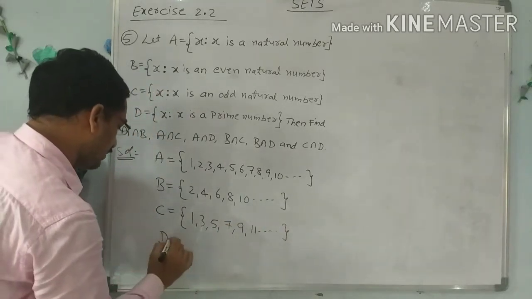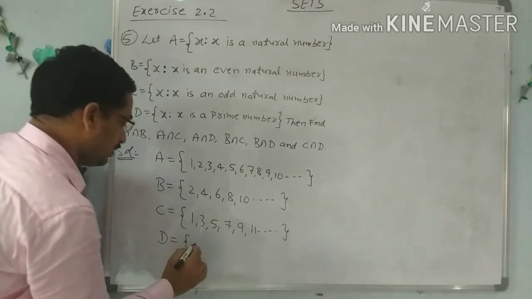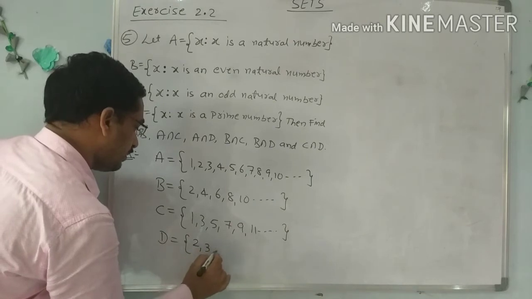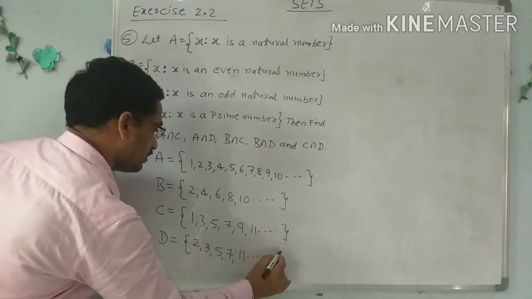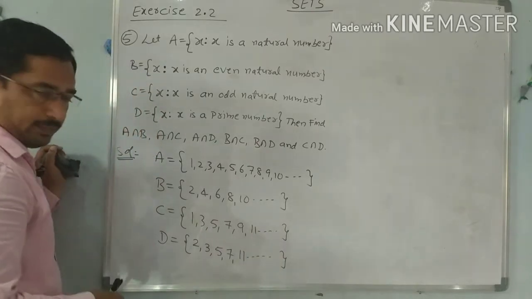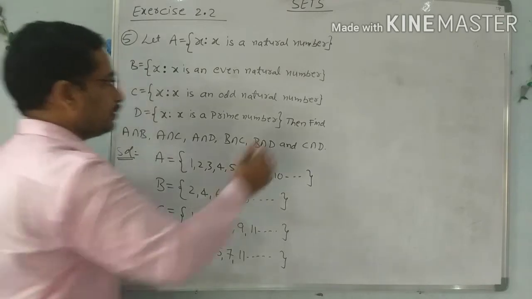Next, set D, all prime numbers. So what are the prime numbers? 2, 3, 5, 7, 11 like this. So these are all the prime numbers. Now these are the four sets, and we have to find the intersections one by one.